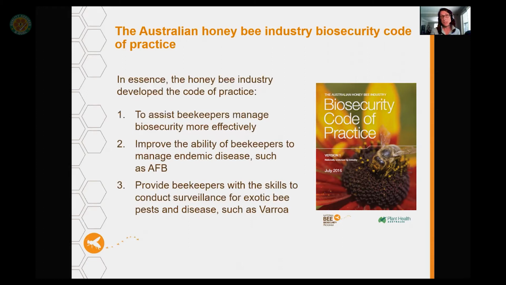Now, some sections of the code are already mandated under existing state and territory legislations, but to achieve a consistent national approach to pest and disease prevention and control, all beekeepers need to be proactive in the management of their apiaries. So the code's split into two sections, one part for all beekeepers, and a few extra parts for beekeepers who manage 50 or more hives.